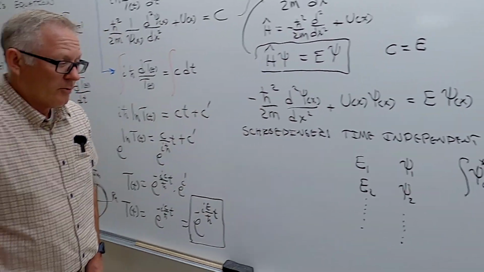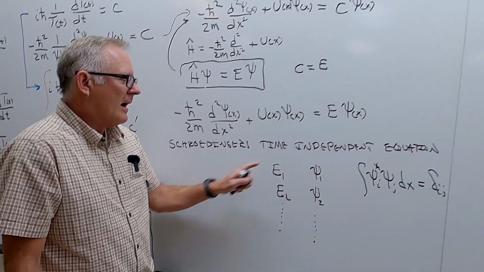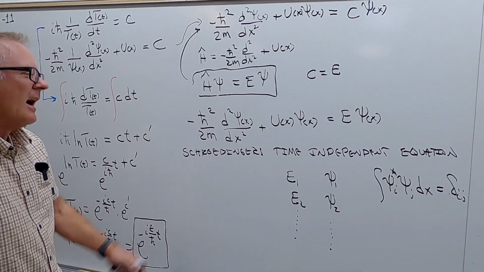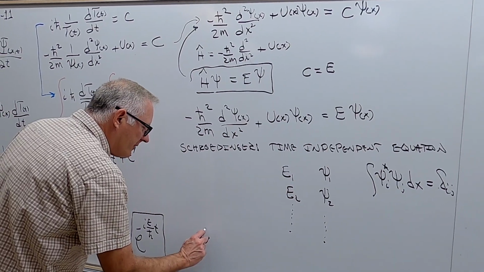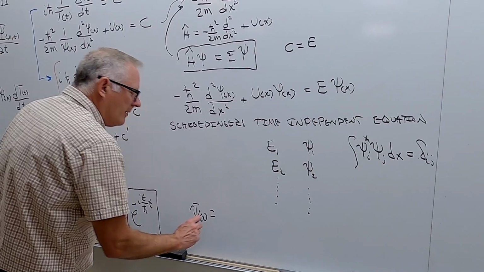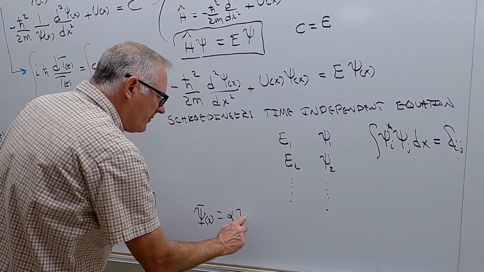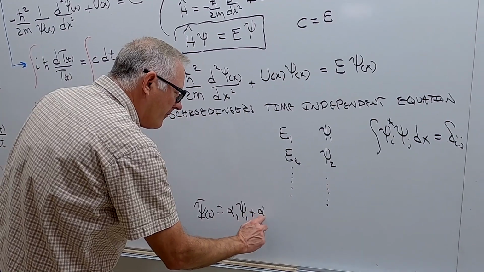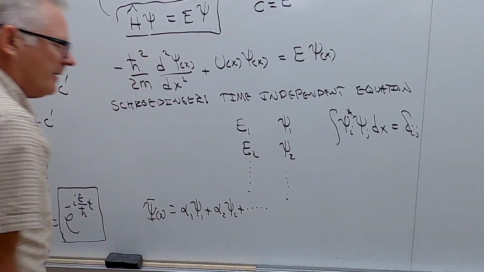They're all orthonormal. Now, before I made the measurement, I didn't know which one I was at, and so before, we were at psi of x, which was a combination of all of them. It was alpha 1 psi 1 plus alpha 2 psi 2 plus dot dot dot.